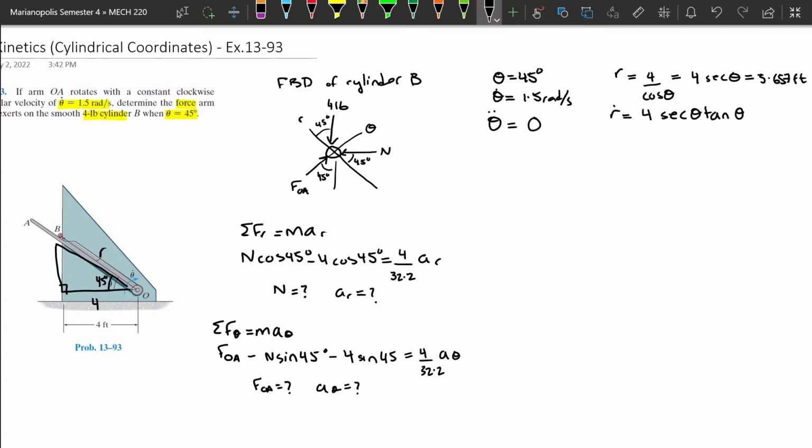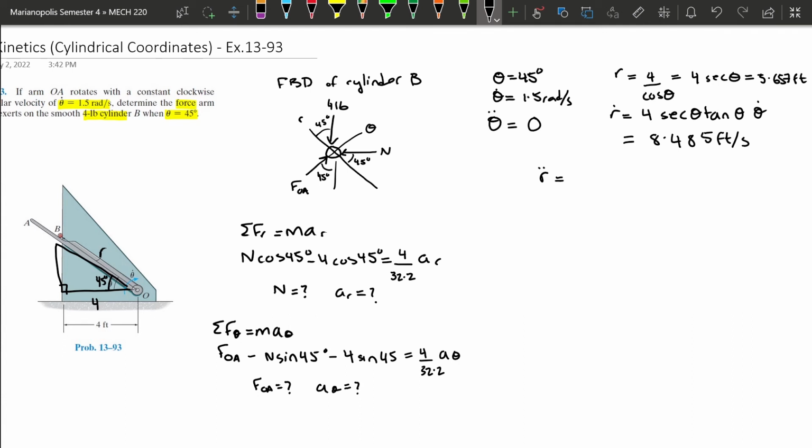And keep in mind, we're taking the derivative with respect to time. So we have to do the chain rule, because right now we just took the derivative with respect to theta. So the derivative of theta is theta dot. If we evaluate theta as 45 degrees and theta dot as 1.5, we get R dot equal to 8.485 feet per second.